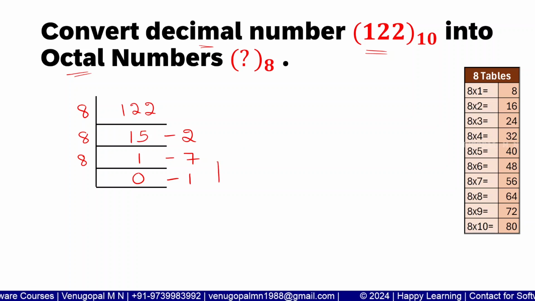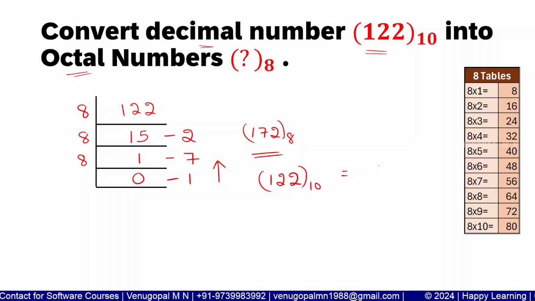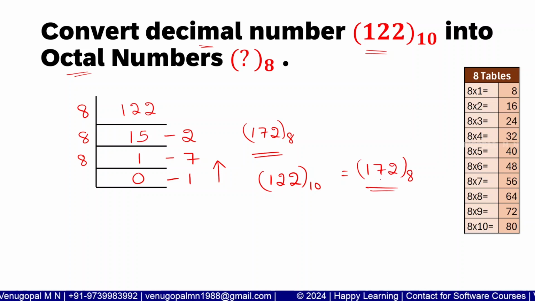So now if we have to write down the equivalent of 122 in an octal form, it is 172 to the base 8. Got it, guys? Very simple. 122 in the decimal would be equivalent to 172 in the octal number system. Hopefully this particular example is also clear.